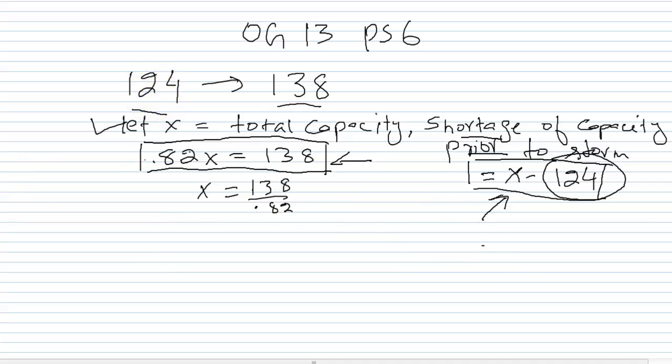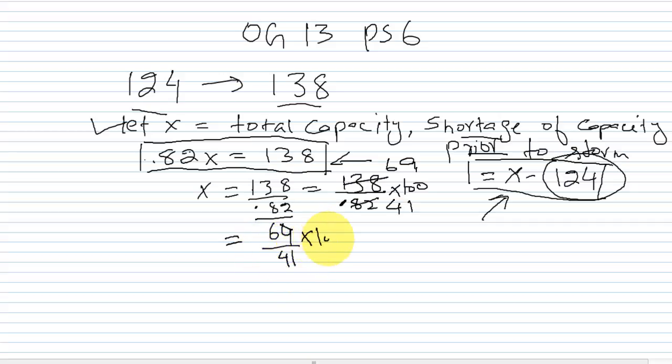Actually, before I start, go back here. Let's make this a little bit simpler. So it's 138, and I'm going to remove this decimal and multiply this thing by 100, which is the same as this. And let's simplify this a little bit. If I divide 82 by 2, I get 41. Divide 138 by 2, I get 69. So this becomes 69 over 41 multiplied by 100.